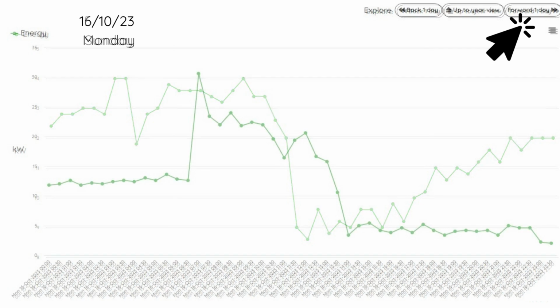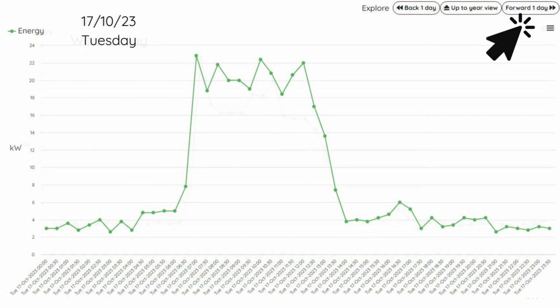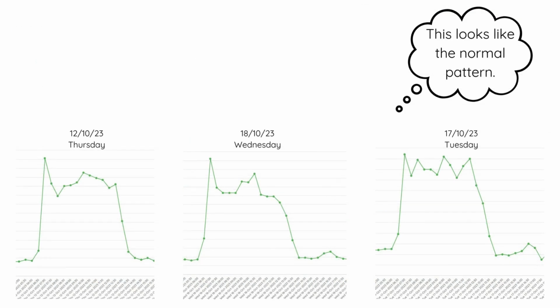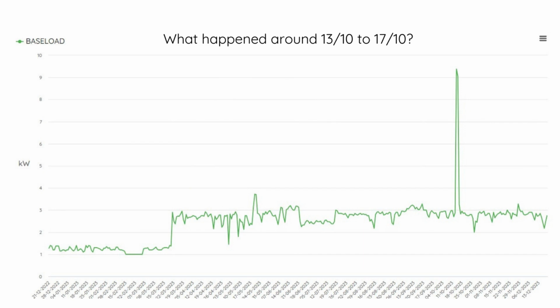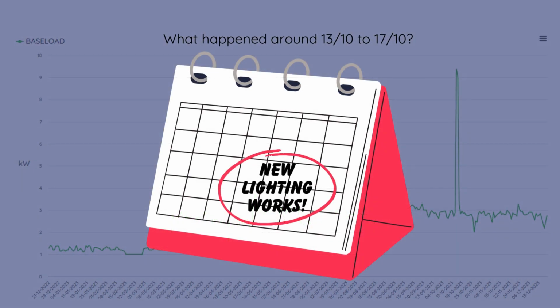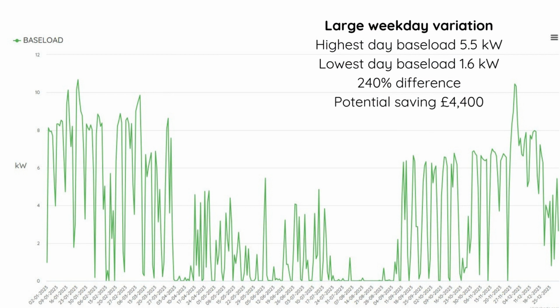Try to find a normal day and see what the daily pattern looks like. What's the consumption first thing in the morning and last thing at night? When you find the date of the change, see if you can find out what happened on that day. For example, this school had new lighting fitted at this time and since have had problems with the number of lights remaining on for 24 hours a day.